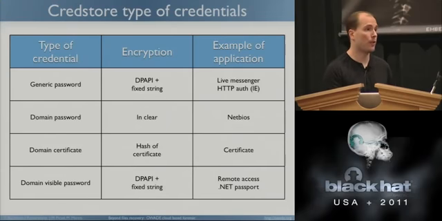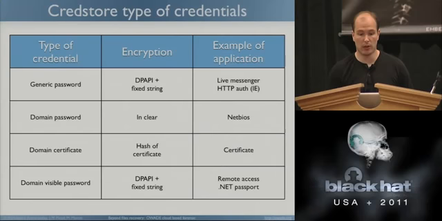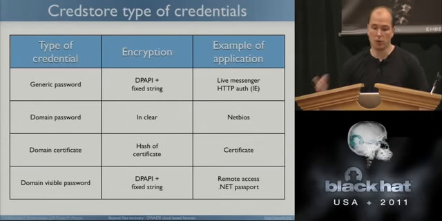It's used by Live Messenger, which is the IM client from Microsoft. The domain passwords are just stored plainly in the cred store, and are used, for instance, for NetBIOS passwords. Domain certificate is only used for Active Directory, and they basically only store the hash of the certificate. And the other one, which is very interesting for us, is the domain visible password, which uses DPAPI plus another fixed string that you have to pull out from the registry. It's used for remote access passwords and also for the .NET Passport, which was used by Microsoft.